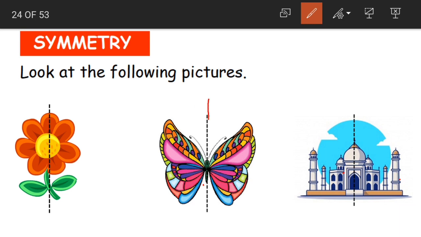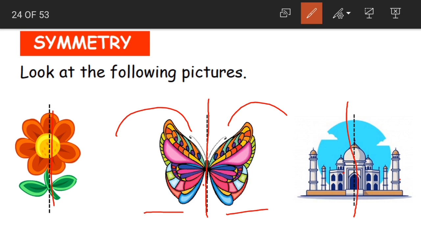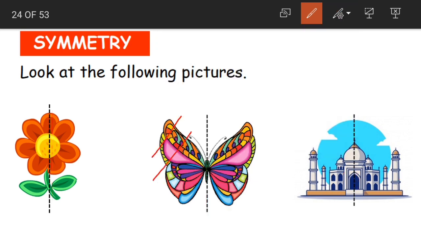We can observe that there is a line passing in the middle. Yes, and if you compare both the left side and the right side, they are exactly the same. The left side and the right side of these figures or pictures is exactly the same. So when we have such objects which have equal or identical sides, identical means same left side and same right side, then we say that the object is observing symmetry.